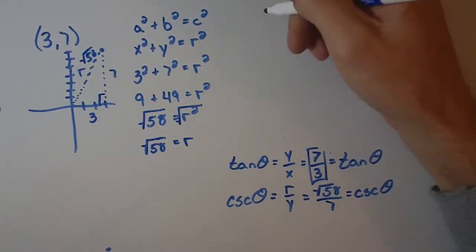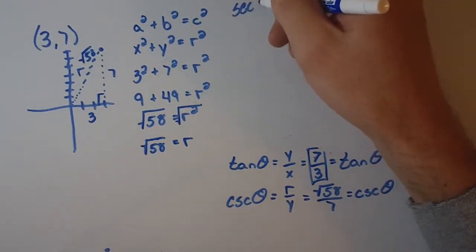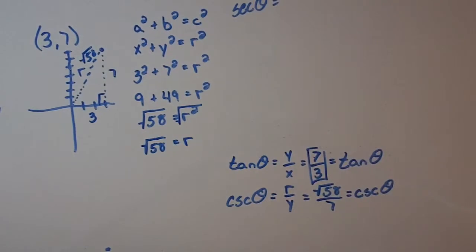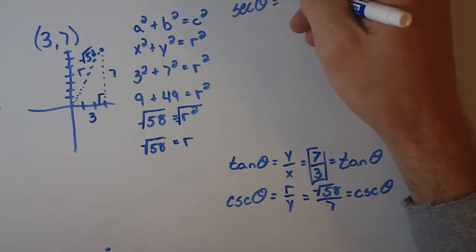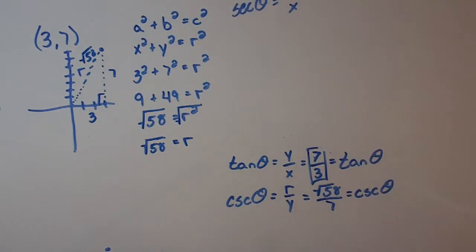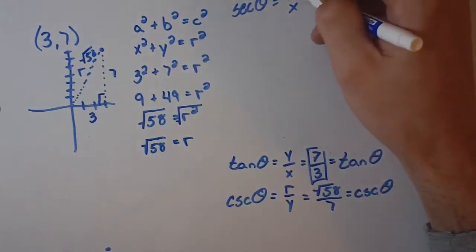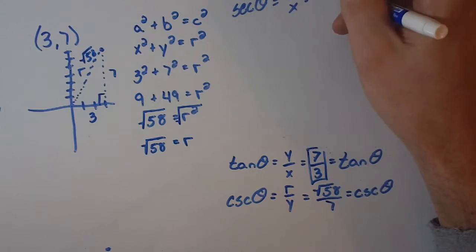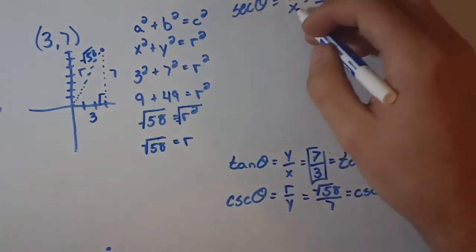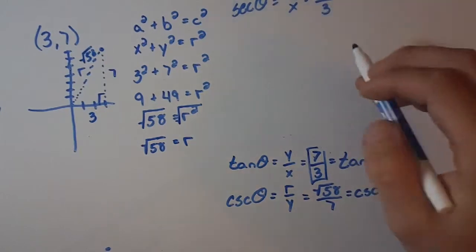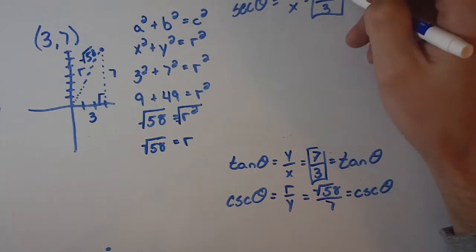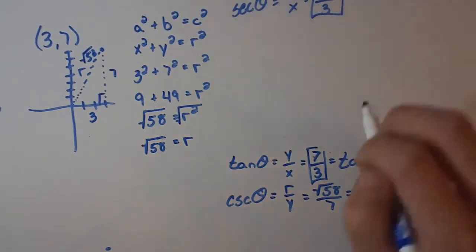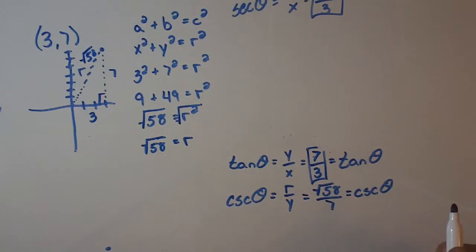Next was secant of theta. Secant of theta is the reciprocal of cosine, and that is r over x. Our r value was square root of 58, and our x value is 3. Again, this cannot simplify any further, so this is our answer. That is secant of theta with these values.